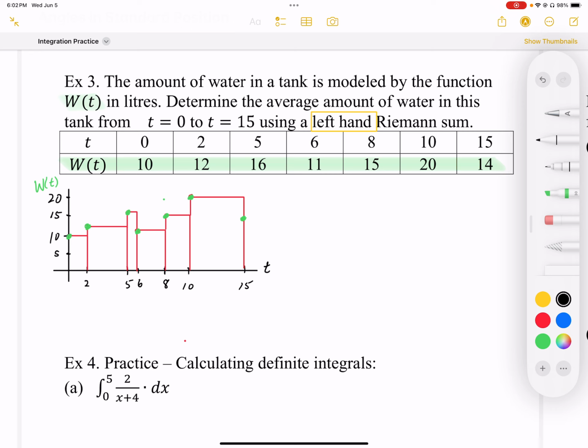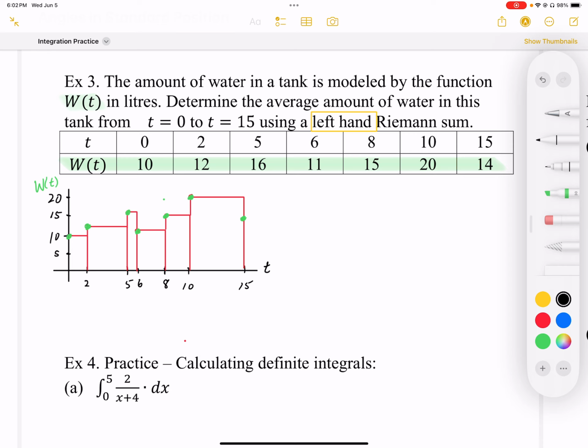We should really sketch out this diagram so that we have an idea where the points that we're going to use to calculate the areas are. So I've drawn a graph here, and the green dots represent the y values or the height of water, the amount of water in the tank. Okay, and I've drawn left-hand Riemann sums here. So the left edge is going to be the point that we're given. So for example, at t equals 0, w is 10. So I've used that point because that's the left edge of that interval.